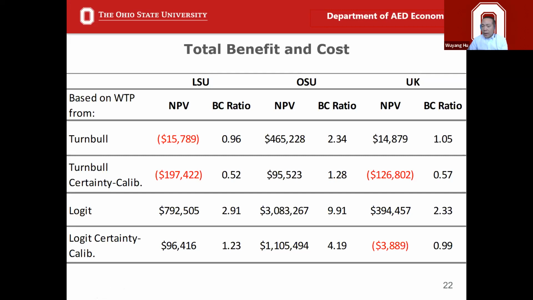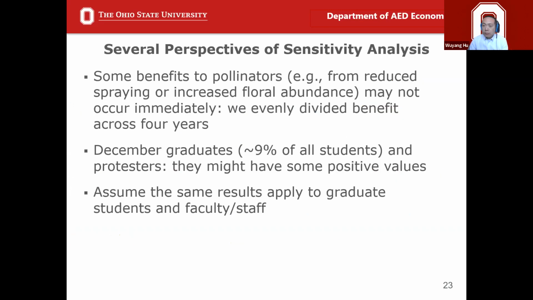Many numbers are negative, but overall, the negative numbers appear for the most conservative estimates. Remember the certainty calibrated, that's really conservative. And broadly speaking, I would be confident to say that the B campus certification has a broadly defined, positive net present value. That means it's worthwhile to do.